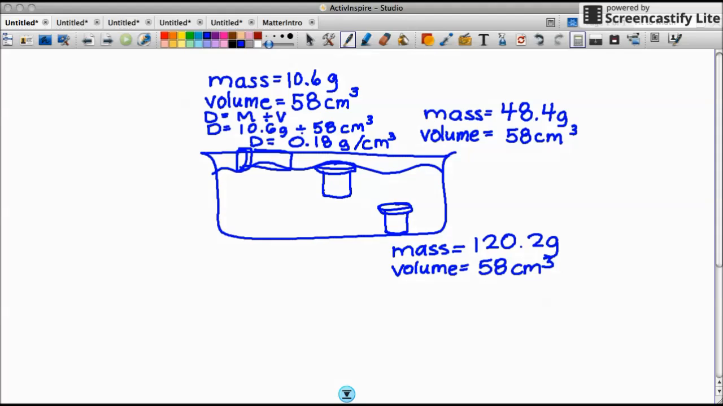Just pick any one you want. We're going to do the one that suspends. So Cole, if you'll do that for us, and I'll come over here and write it down. Density equals mass divided by volume. The mass is 48.4 grams divided by 58 cubic centimeters. And Cole, if you'll tell me what you get. 48.4 divided by 58, Cole.